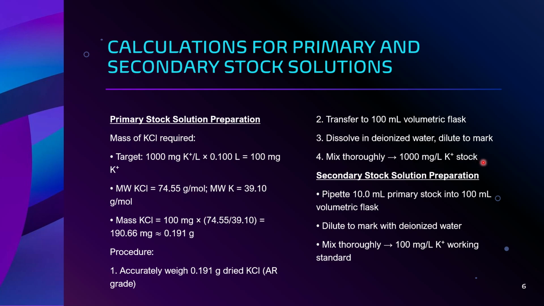From that 1000 milligram per liter of potassium stock solution, you need to make a secondary stock solution, or the working standard, that is of 100 milligram per liter strength. So if you have a concentrated solution and you need to make it a diluted solution, you always use a dilution formula, which you know, C1V1 equals C2V2. From that formula, we know that if you draw a 10 ml aliquot from the primary stock and dilute it in a 100 ml volumetric flask, you will get 100 ppm of your working standard.